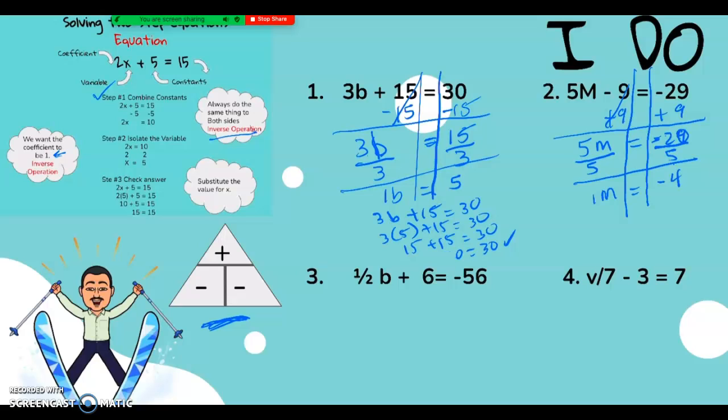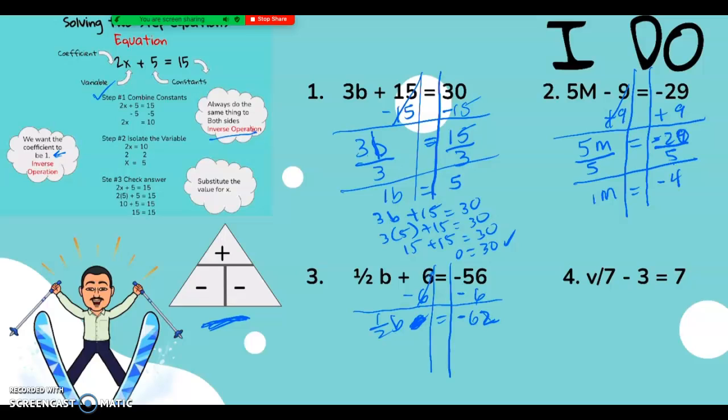Now, number 3, let me switch that out. And I separate the left side from the right side. And I'm adding 6, so therefore the inverse of addition is subtraction. So I gotta subtract 6. This cancels out, gives me 0. Negative 56 minus 6 gives me a negative 62. 1/2 b is equal to negative 62. Again, I don't need that 0 there.